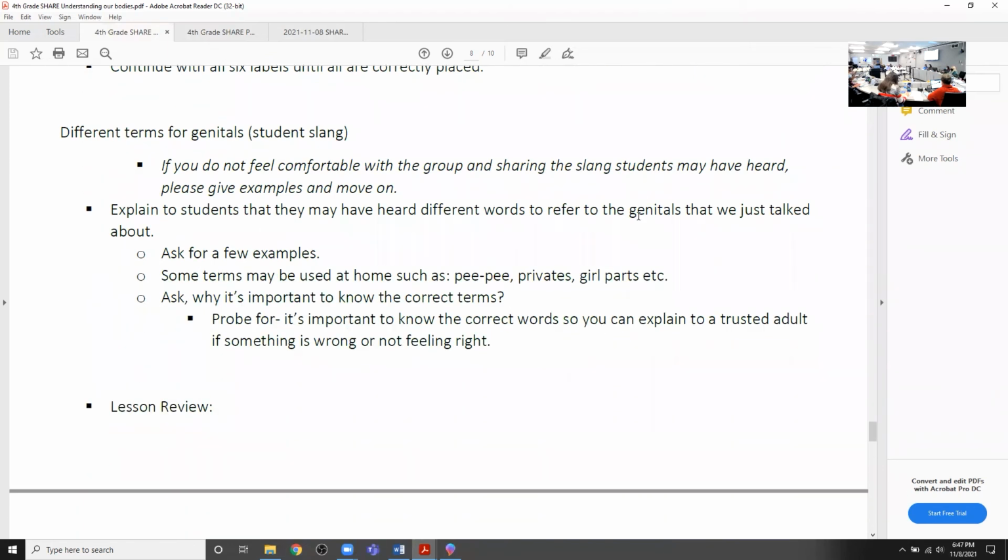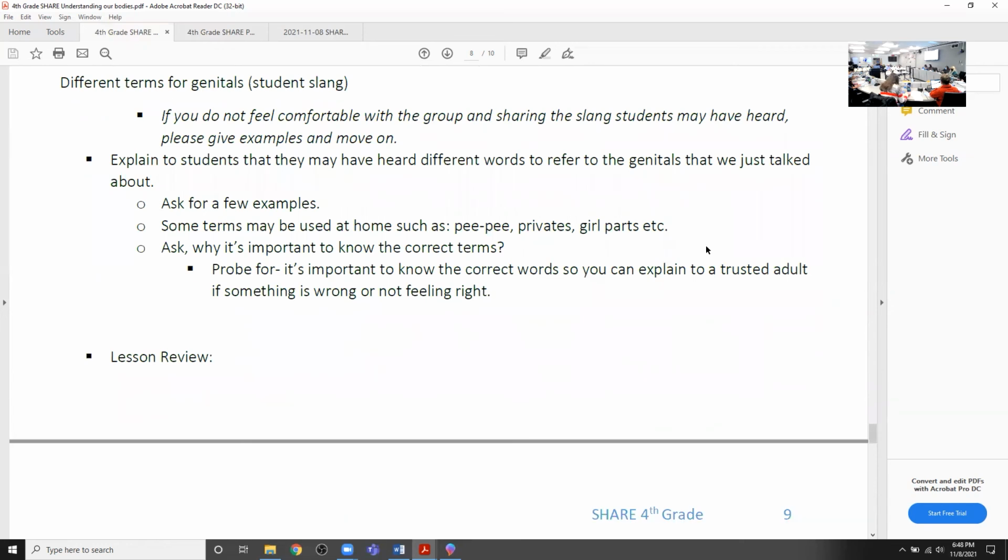And then different terms for the genitals, student slang. And I put this as a teacher comfort, as far as a counselor or a teacher who's teaching it. If you do not feel comfortable with the group and sharing the slang students may have heard, please give examples and move on. So explain to students that they may have heard different words to refer to the genitals that we just talked about. Ask for a few examples. Some terms may be used at home, such as a PP, privates, girl parts, etc. Ask why it's important to know the correct terms. Probe for: it's important to know the correct words so you can explain to a trusted adult if something is wrong or not feeling right.